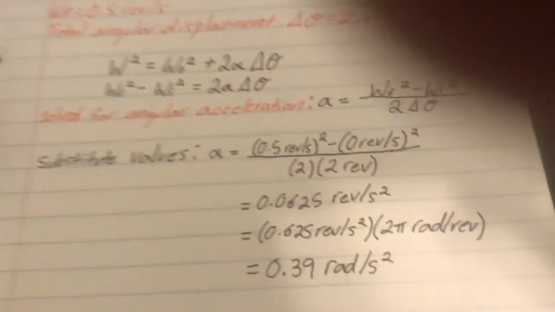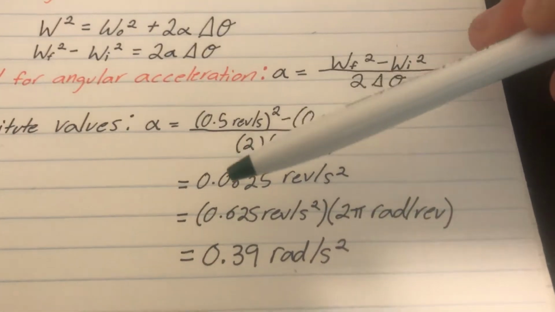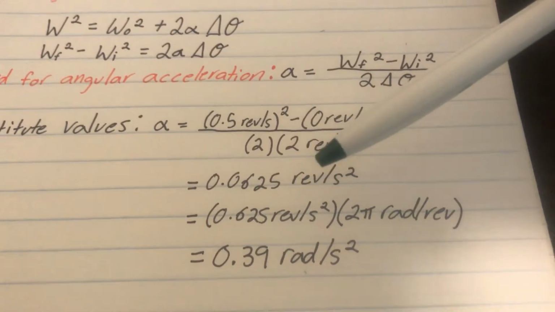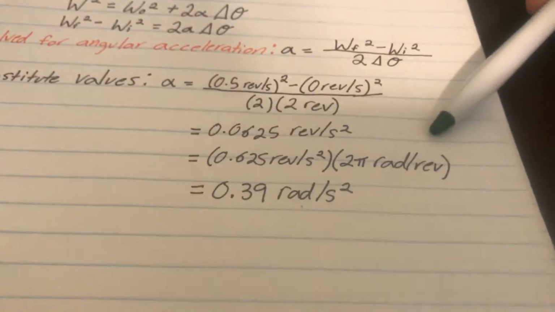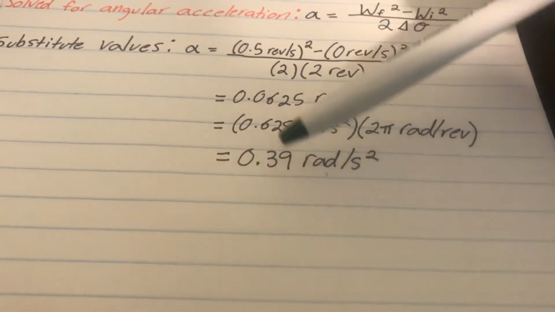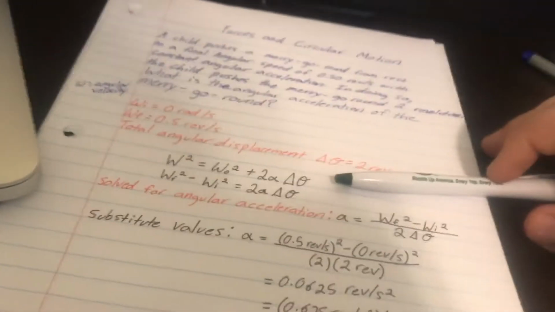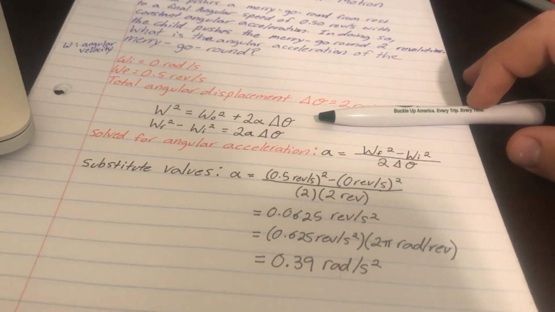And then I changed it to radians, so it's 0.0625 revolutions per second squared times 2 pi radians per revolution. That gave me 0.39 radians per second squared. And that is my forces and circular motion reassessment.